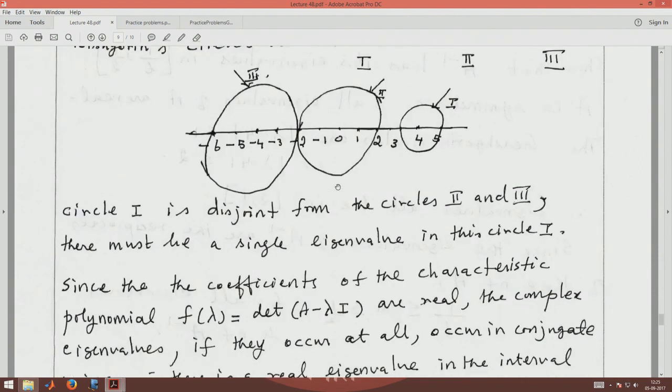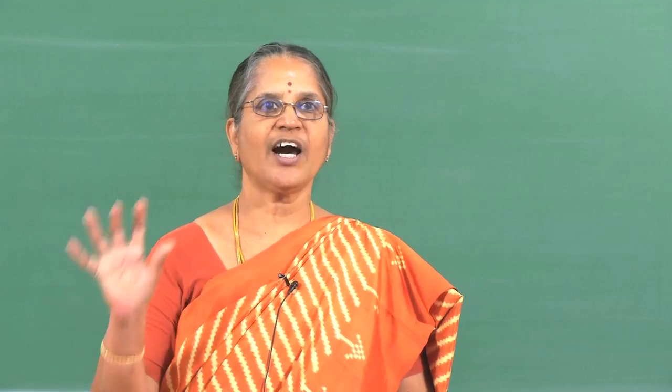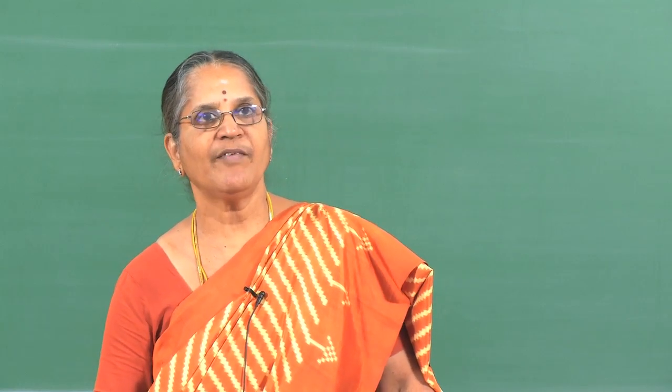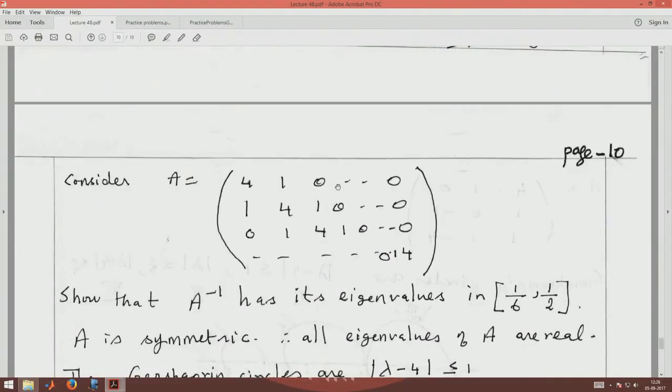And so, we conclude that A has one eigenvalue in each of these intervals: -6 to -2, -2 to 2 and 3 to 5. So, information about the location of the eigenvalues can be obtained by writing out the Gershgorin circles within which the eigenvalues are located and arguing depending upon whether these circles are disjoint or the eigenvalues lie within the union of these circles and so on.